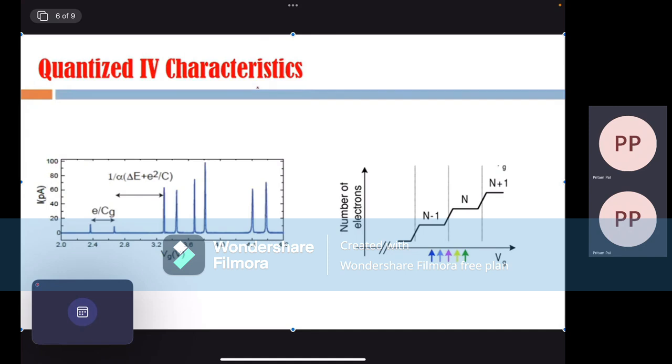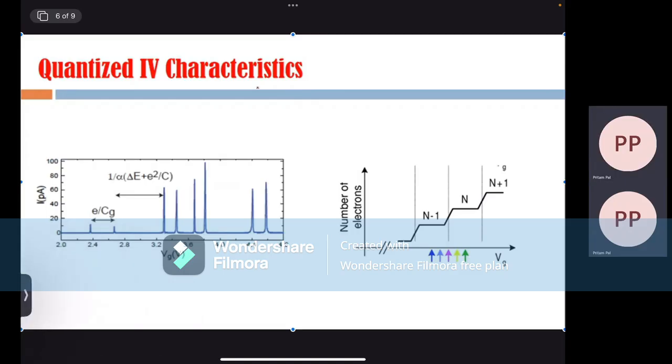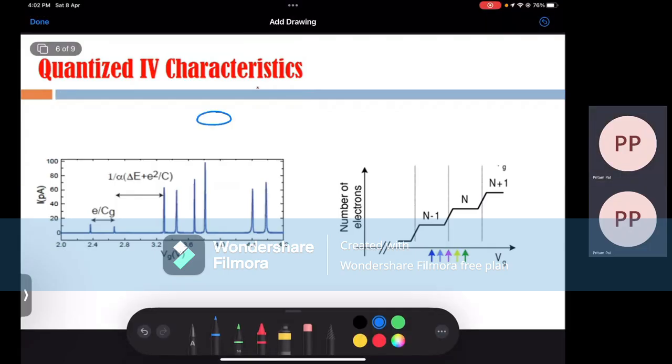So you can see here, if we plot the IV characteristics, we can plot. So for this kind of quantum dot junction, there is a quantum dot here, and then there are metal leads here on both the sides. These are metal leads.